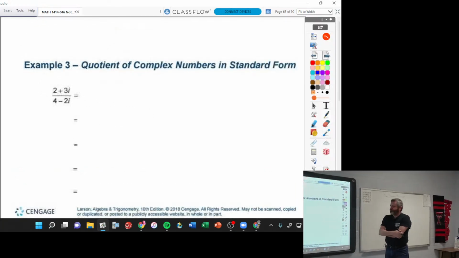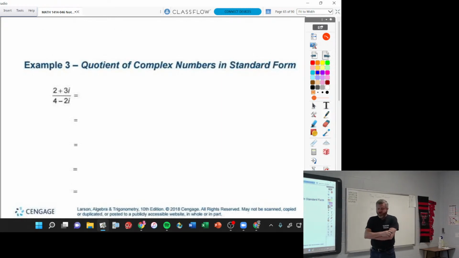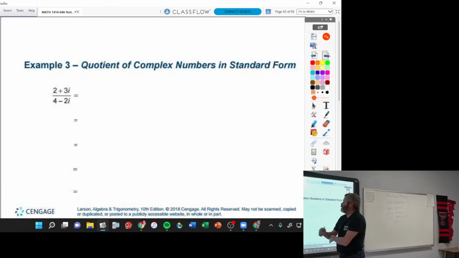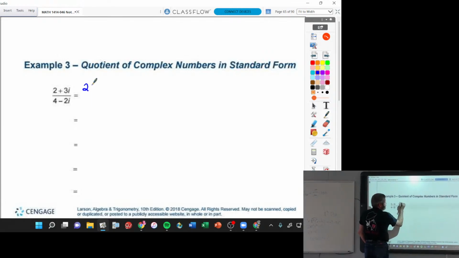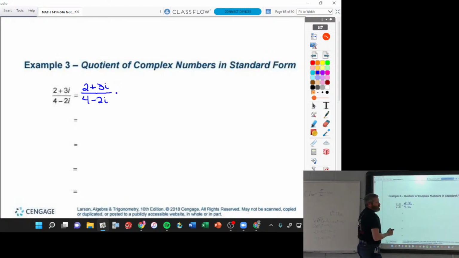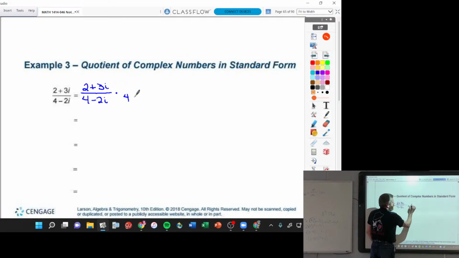So here's an example: 2 plus 3i divided by 4 minus 2i. Well, there's not really any type of definition for dividing by a complex number. So instead, what we do is multiply by the conjugate of the denominator. My numerator is 2 plus 3i. My denominator is 4 minus 2i. To get rid of the complex number in the bottom, we must multiply this fraction by a fancy 1. And this particular fancy 1 is going to be the conjugate of the denominator, which would be 4 plus 2i.